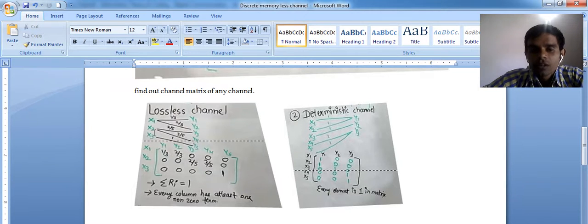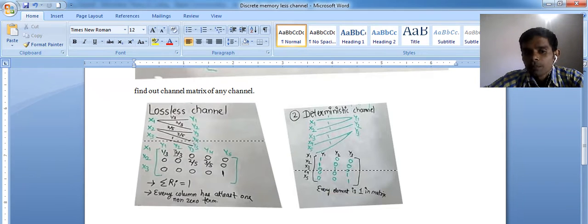Now the same thing for x2: y3 and y4 depend on x2, so we put the values 2 by 5 and 3 by 5. The remaining outputs do not depend on x2, so we put 0. Same for x3. X3 depends only on y5, so we give its value 1 and the remaining are 0. If I sum the row values, we find each is equal to 1.